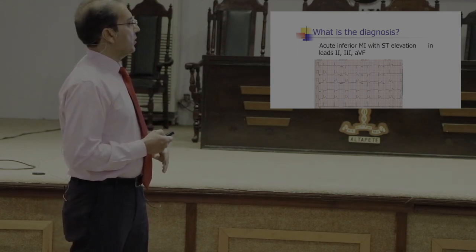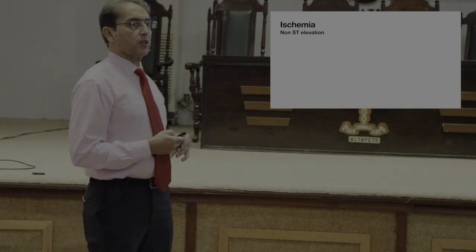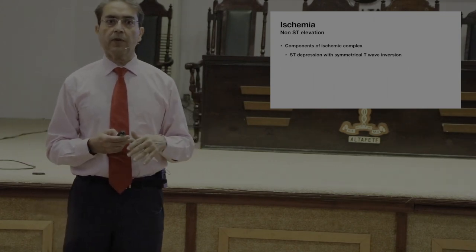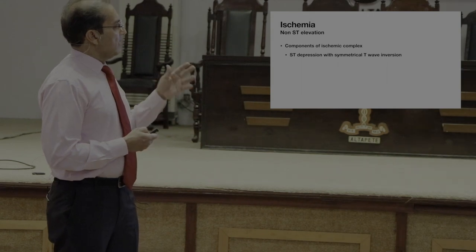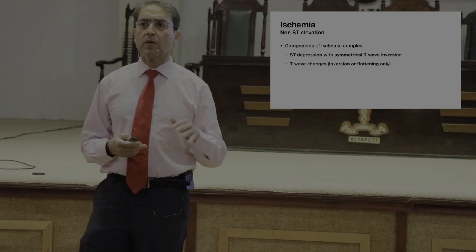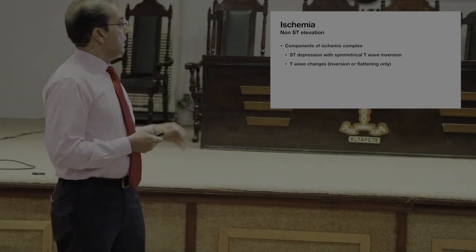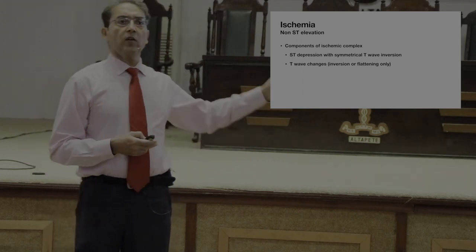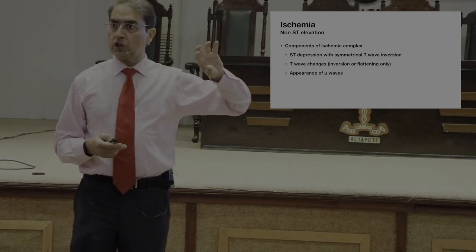Now, non-ST elevation MI. There is ST depression with symmetrical T wave inversion. The ST segment, the J point, sags down more than 1 millimeter. There are symmetrical T inversions. There may only be some T wave changes. For example, the T wave may become flat or inverted. And U waves may occur. So these are very non-specific findings which can all occur in patients with angina.